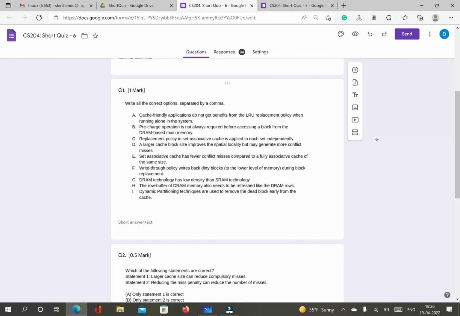A: A cache-friendly application does not get benefit from LRU replacement policy. This is wrong, right? A cache-friendly application takes the maximum benefit from LRU replacement policy. So A is wrong.